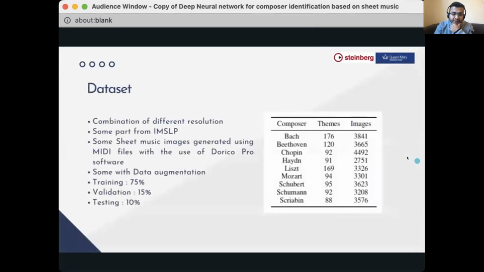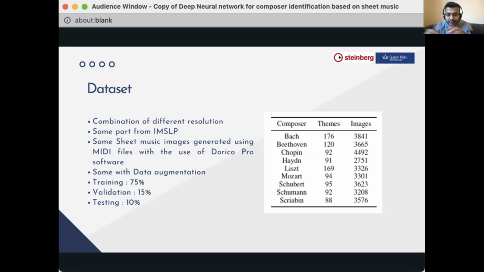But again, we know there are so many constraints on datasets. So we tried to gather sheet music images from the IMSLP. And because of the limitations of the publicly available data, we used many MIDI files of the composers to generate the sheet music images using Dorico Pro software, which is provided by our industry partners, Work Media Technologies.